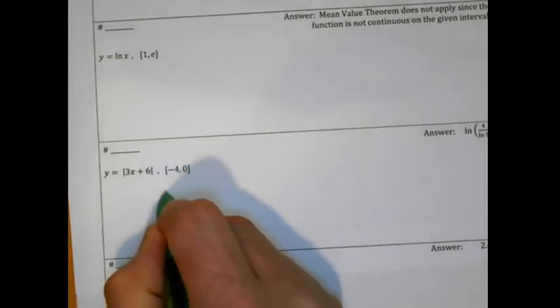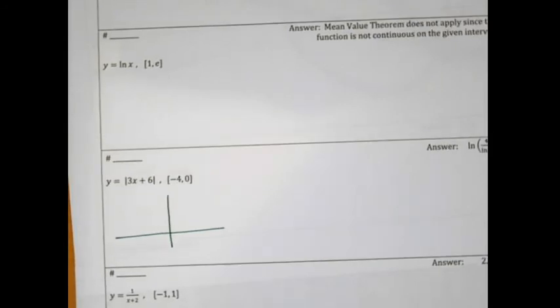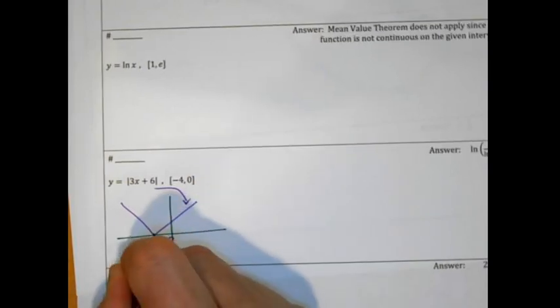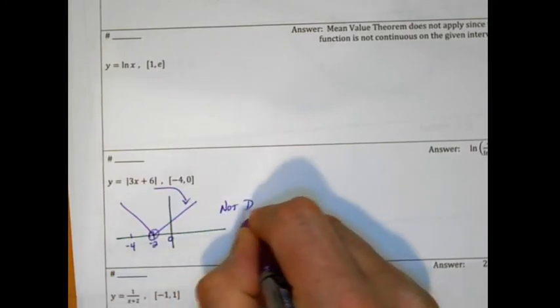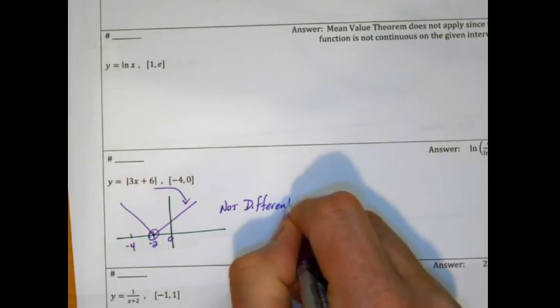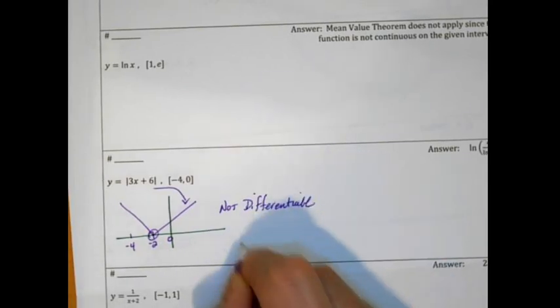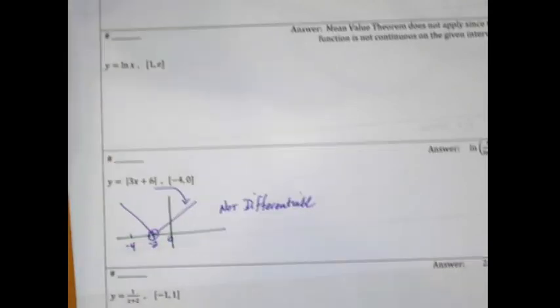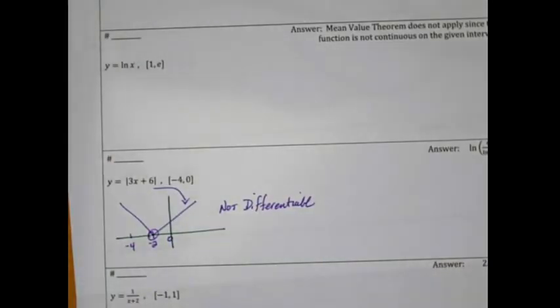One more. This one with the absolute value. If you notice, if I solve this for 0, it comes out to be x equals negative 2. And x equals negative 2 is going to be your vertex. So your vertex of that, this is going to be this function. And between 0 and negative 4, it is not differentiable here, because it is a sharp point. So that one is the non-differentiable one, because negative 2 is in that interval.